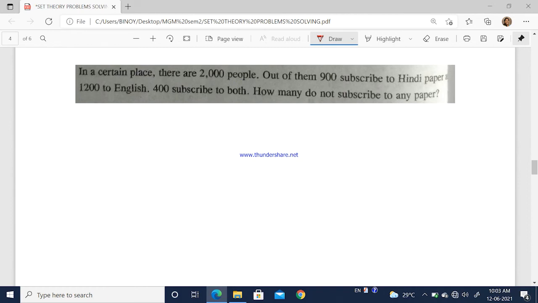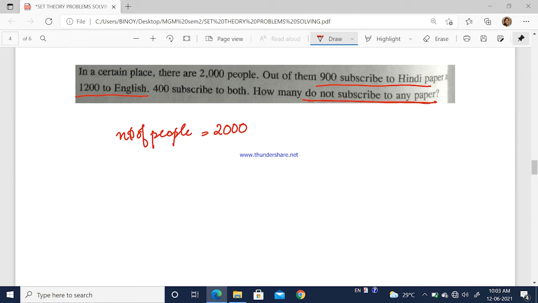So in a certain place, the number of people is 2000. Out of them, 900 subscribe to a Hindi paper, 1200 to English, and 400 subscribe to both. How many do not subscribe to any paper?